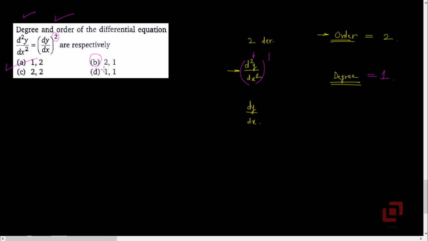To give you an example of such a differential equation, let's say dy by dx raised to 2 equal to sin x. Observe that the derivative which is present here is dy by dx. So its order will be 1 and its degree will be 2, which is the power of the highest order derivative. So if you mark option B, you will not get marks because first the degree is to be obtained and picked and then the order.